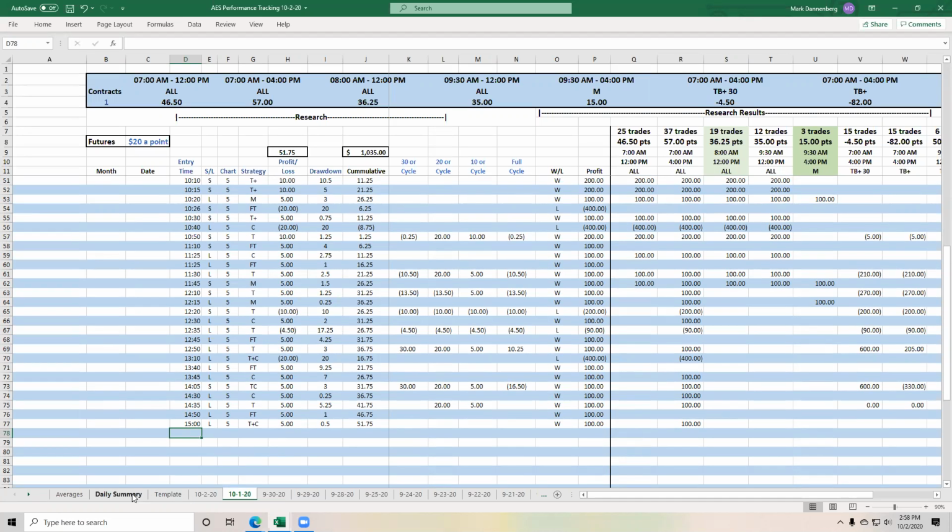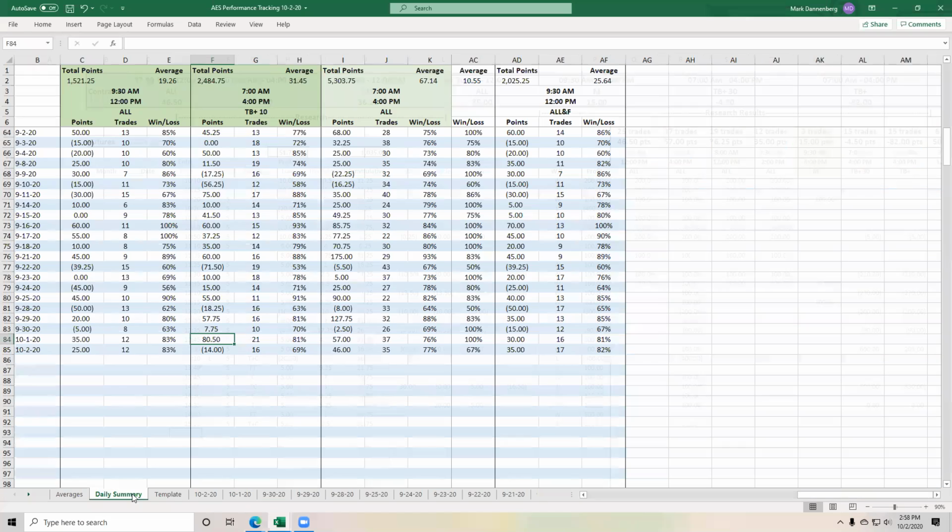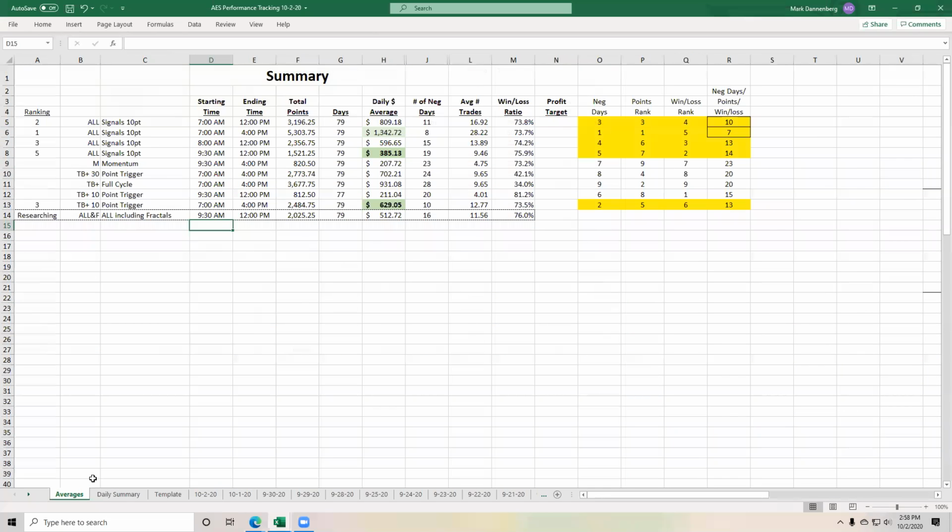But it doesn't do us any good to have all this data and not really be able to use it effectively. So Aaron built this very simple feature within the spreadsheet where we're summarizing all the data. And we know what our averages are. So for the first 79 days that we've been tracking performance within the live trading room, and that started after we had tons and tons of data prior to that of the adaptive entry system.